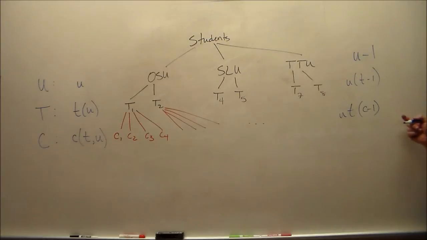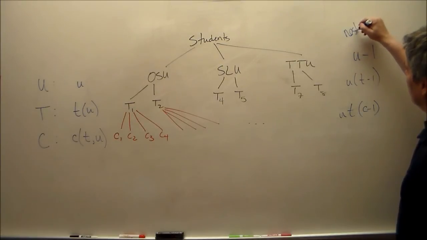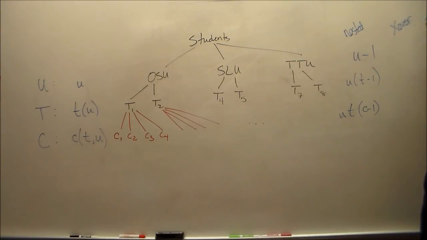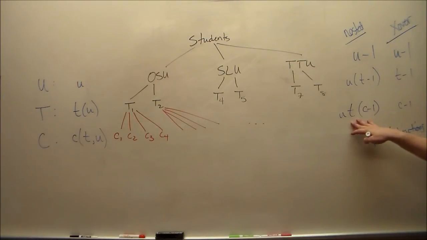This is not a crossover design. If this were a crossover design, then it'd still be U minus 1, but this would be T minus 1. And this would be C minus 1. Plus interactions, if you've got those. There's no interactions on a nested model, or for this aspect of the nested model. It can only be interactions with crossovers.